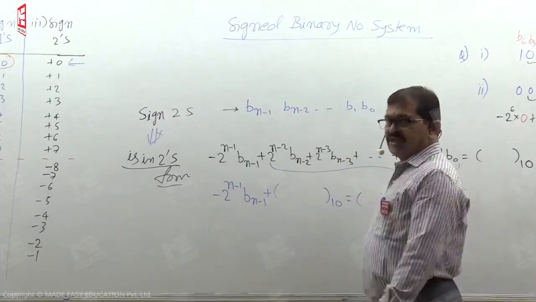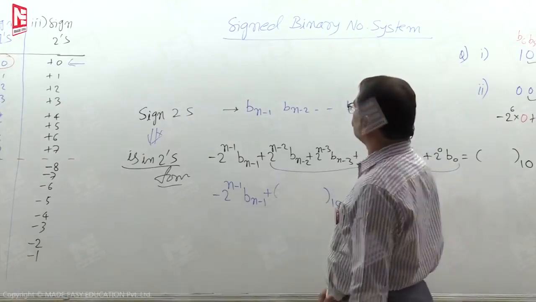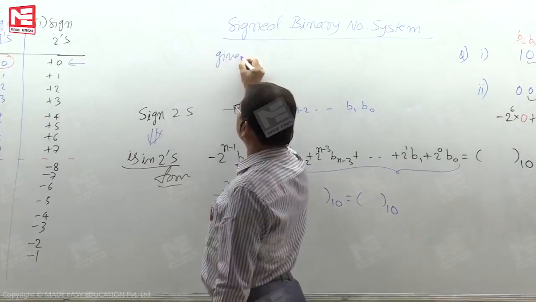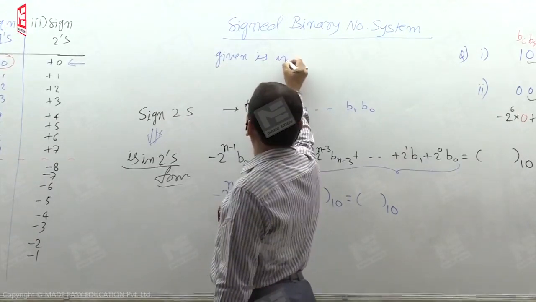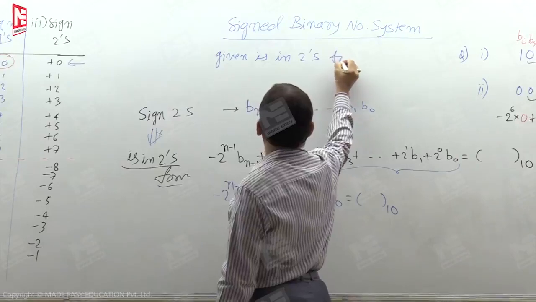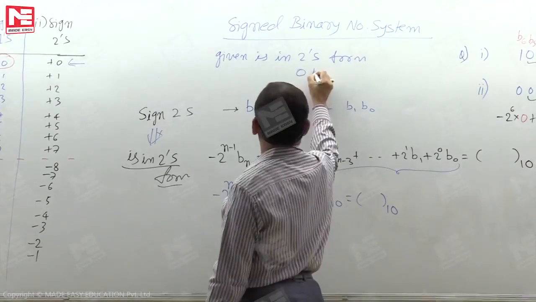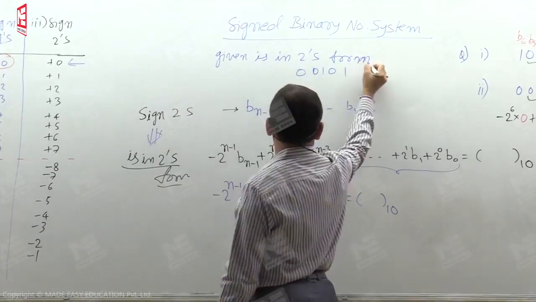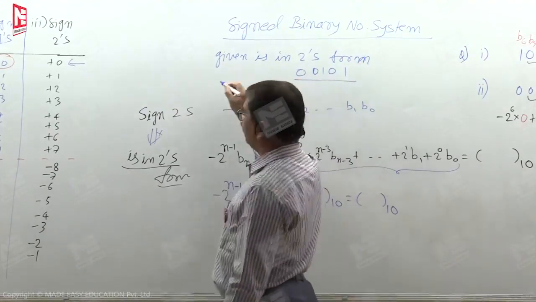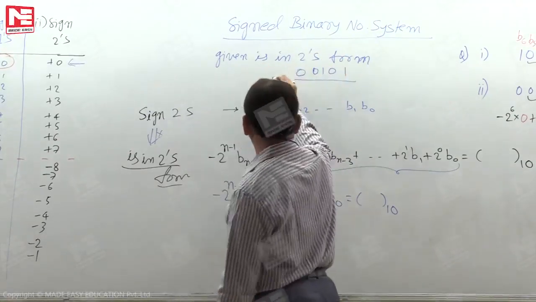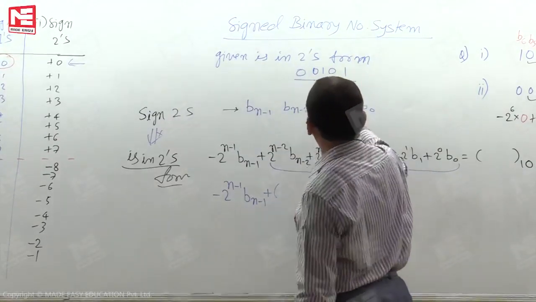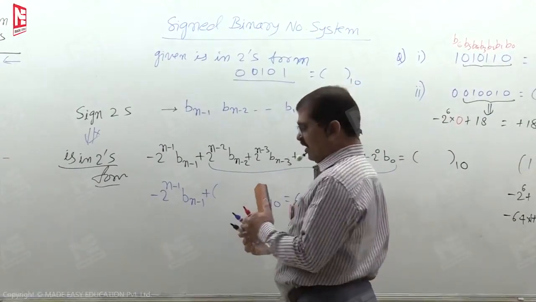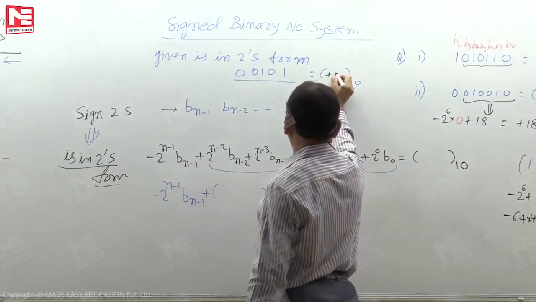And coming to the case, suppose I am asking a question where the given number is in 2's complement form and the number is this. If that is the case, what is its decimal value? If the question comes, by default we must write it is plus 5.